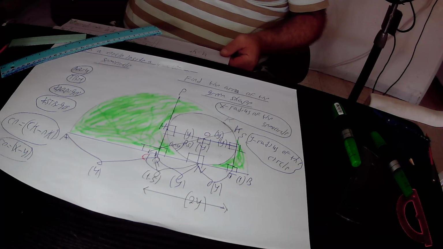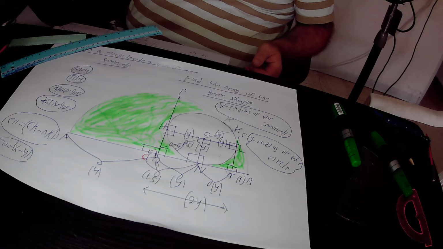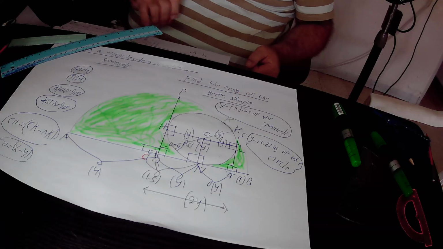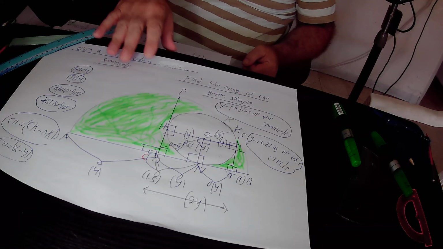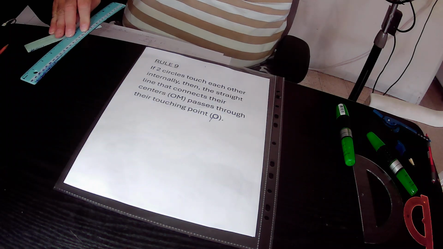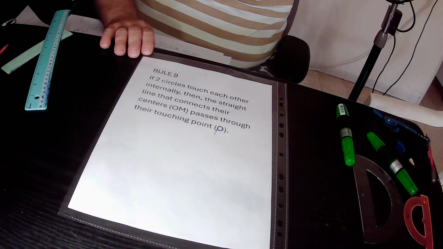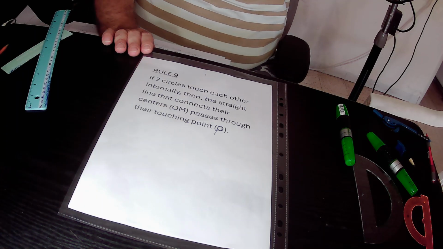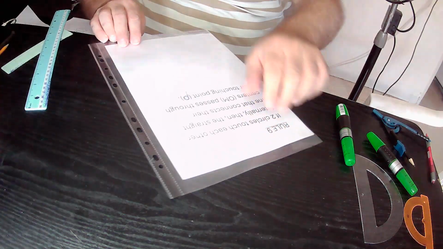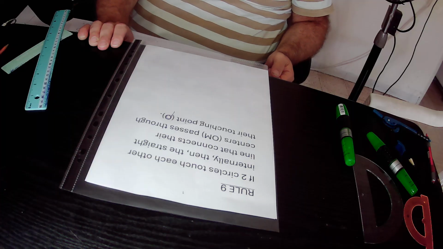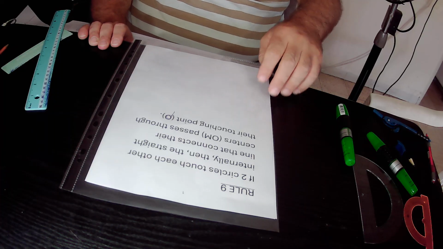So in the drawing, we have an internal touch between the small circle and the big semicircle, that is to say they touch each other internally at point K. And whenever you have an internal touch between two circles, you can implement rule 9. According to rule 9, if two circles touch each other internally, then the straight line that connects the centers together passes through their touching point.